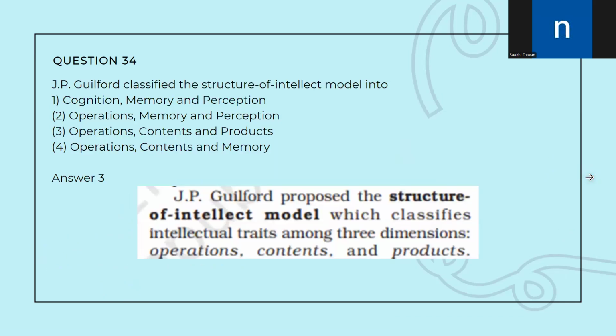Let us move to the next question, that is 34. It talks about J.P. Guilford's structure of intellect model. So we know that J.P. Guilford gave us the structure of intellect model, and it classified intellectual traits along three dimensions that are operations, content, and product. So the correct answer is option number 3, operation, content, and product.